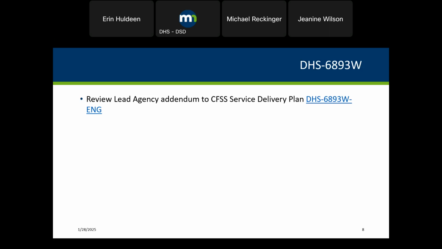The lead agency needs to adjust those dates and prorate the units that are available for the individual based on the approval date. We received feedback from lead agencies that they did not want to revise the actual service delivery plan because the person had already signed that plan and the plan was developed with the consultation services provider. So what they're going to be doing instead is using this lead agency addendum to the CFSS service delivery plan.